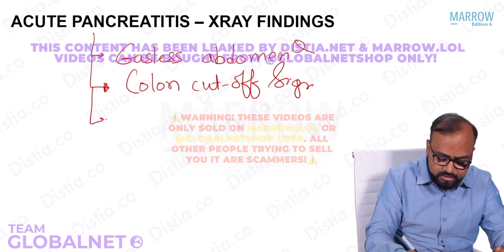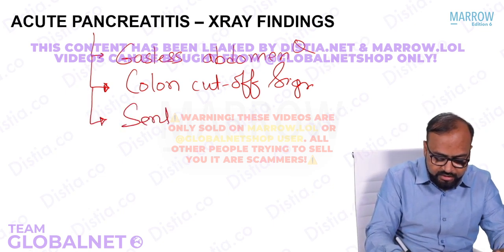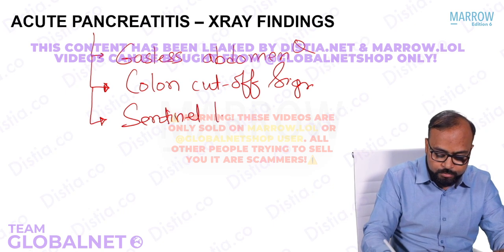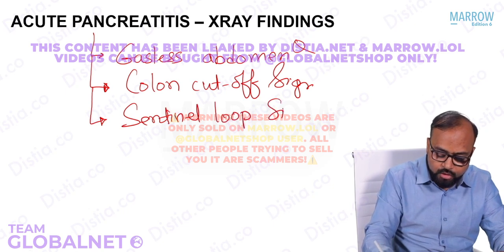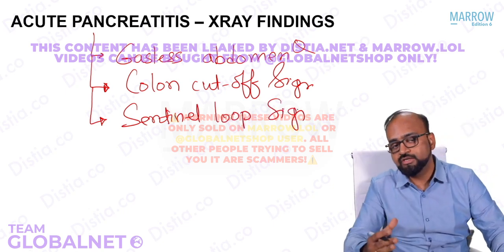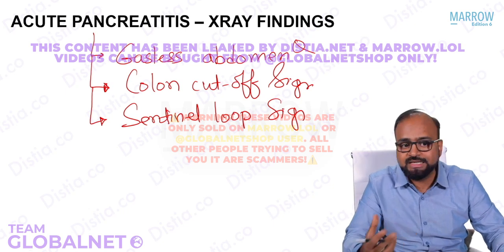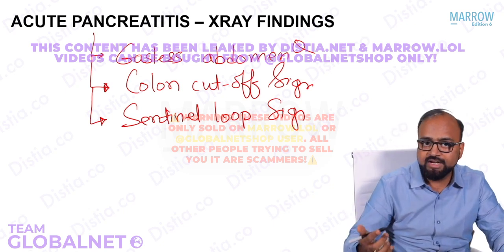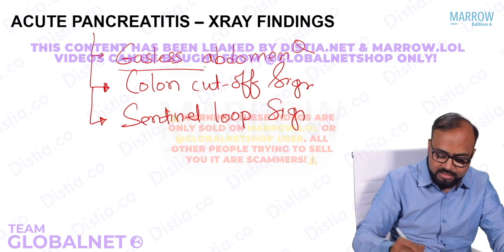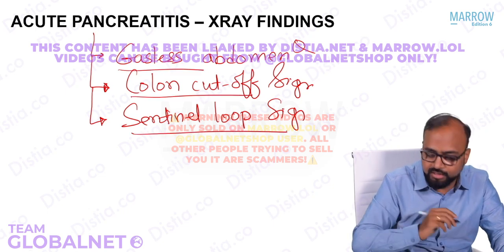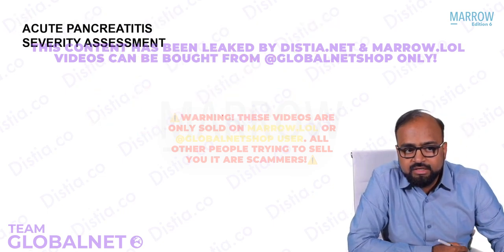Another sign which is described is called the sentinel loop sign. So a bowel loop which is located close to the pancreas usually gets dilated. This is what is called the sentinel loop sign. So on X-ray abdomen: gasless abdomen, colon cutoff sign, sentinel loop sign. So these are signs that have been described.